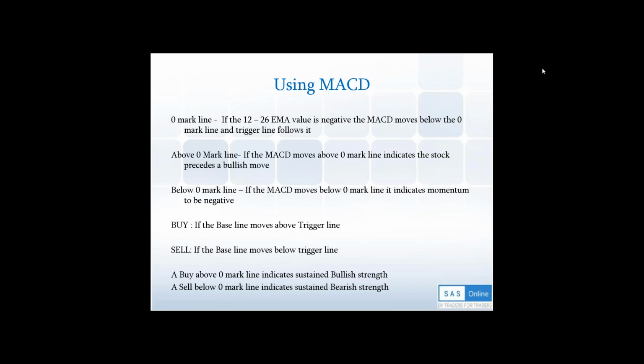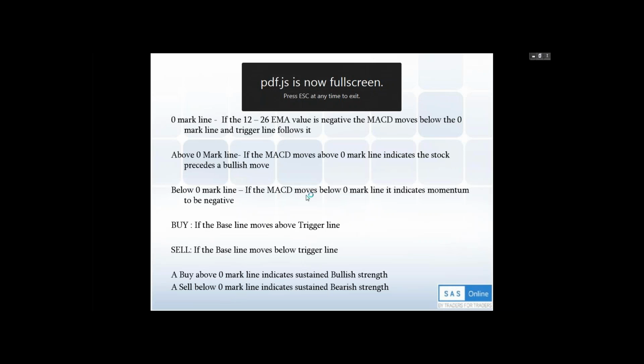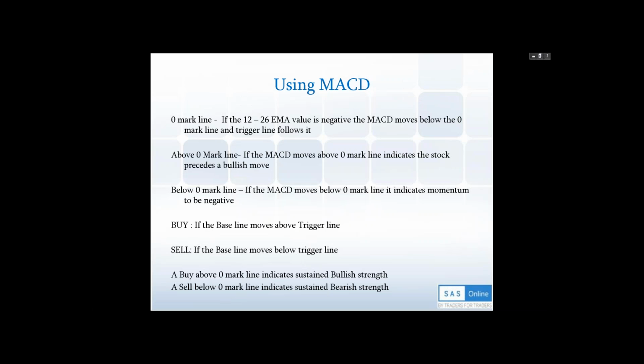The next indicator which I'll be sharing with you guys is the MACD, which is the Moving Average Convergence and Divergence indicator. This indicator has a 0 mark line, and a moving average of that line is being made. That 0 mark line is nothing but the 12 minus 26 exponential moving average of that particular stock.